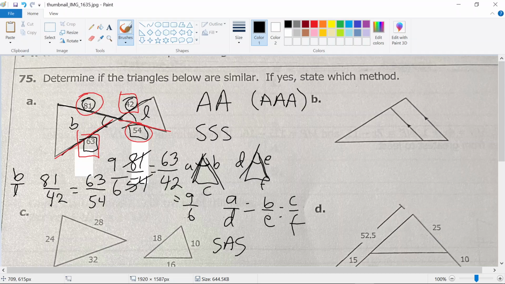So therefore, this side's ratio to this side is the same as this side's ratio to that side, and the same angle between them. So this one is yes, side, angle, side.